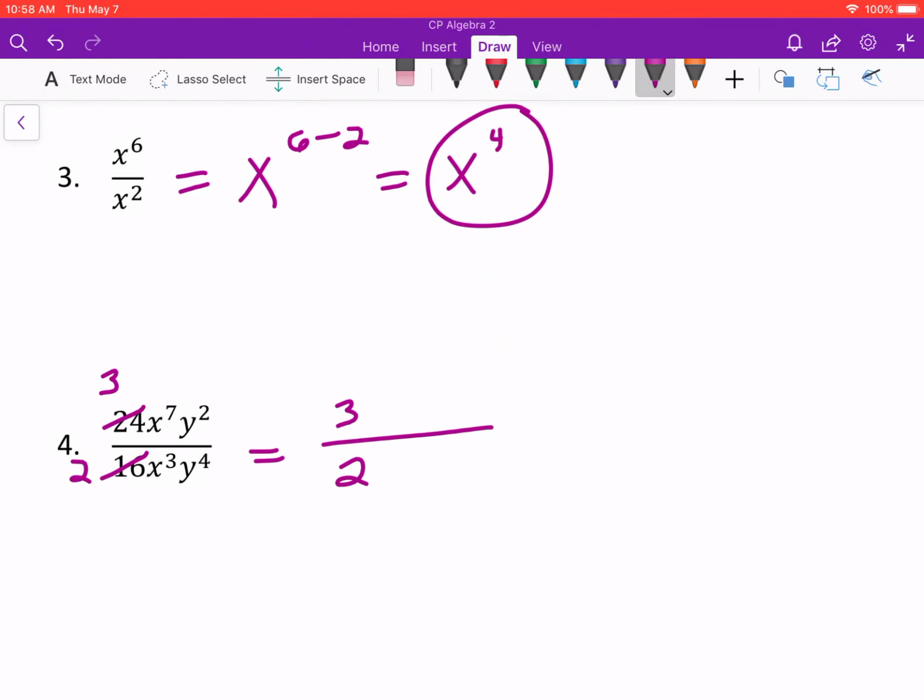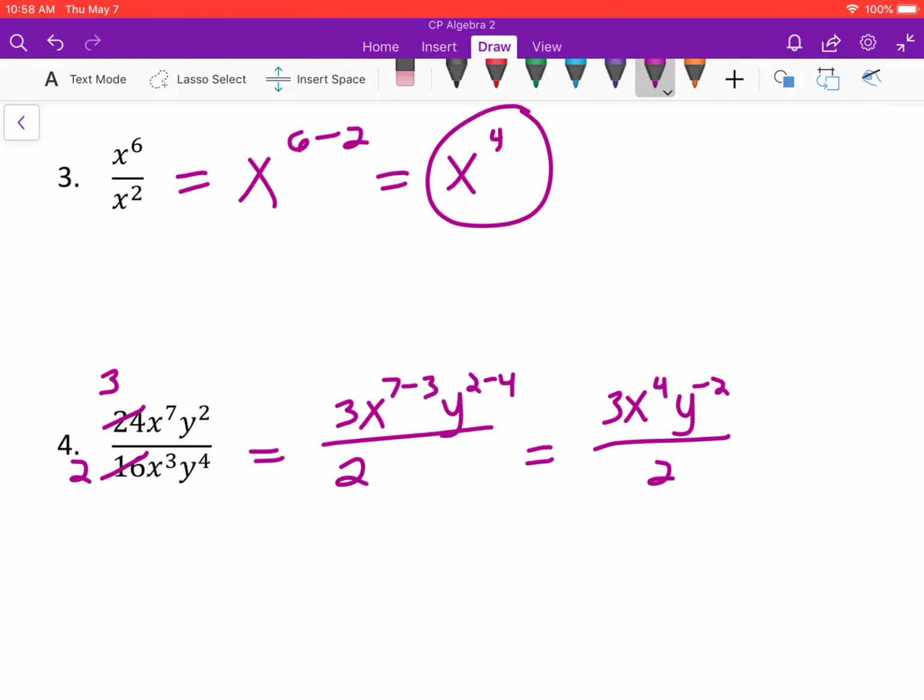We have x to the 7th over x cubed, so that's going to be x to the power of 7 minus 3, and then y to the power of 2 minus 4. So this becomes 3x to the 4th, y to the negative 2, over 2.